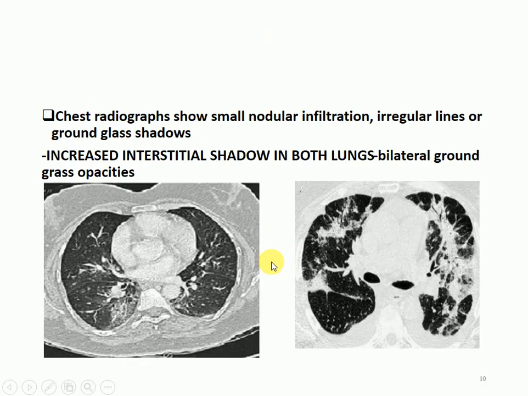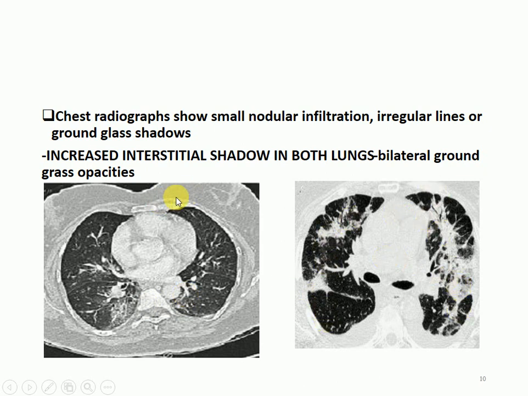and therefore will affect the lung compliance. This is a chest radiograph that shows how interstitial lung diseases present. If you take a chest radiograph, you will see small nodular infiltrations and irregular lines, sometimes called ground glass shadows, as we see in these slides where we have this picture and this one, and this is lung and this is lung. We know that if you take a chest radiograph of the lung, you will always see black due to the presence of air.